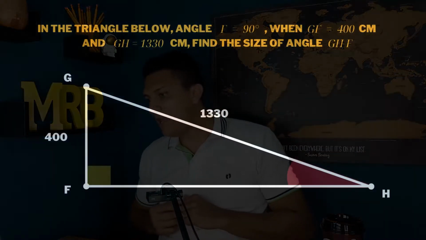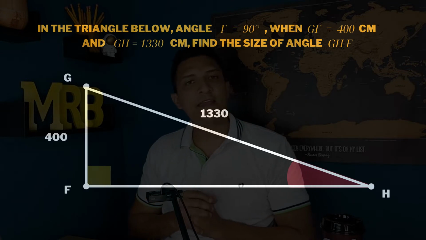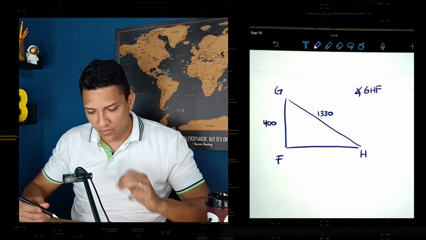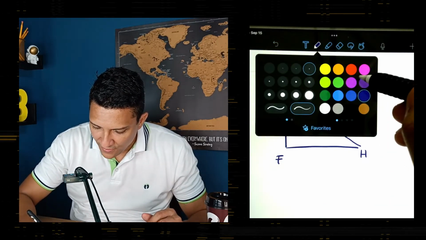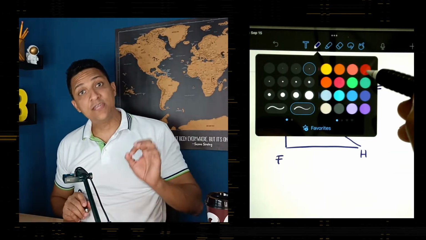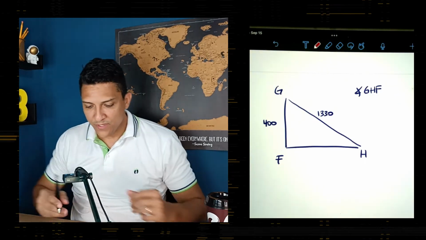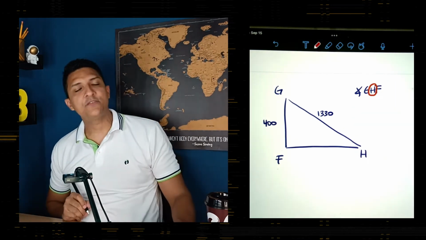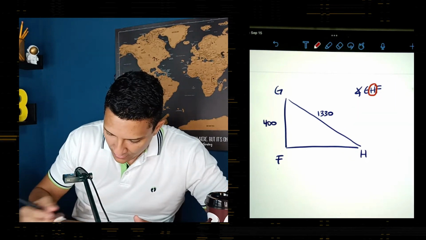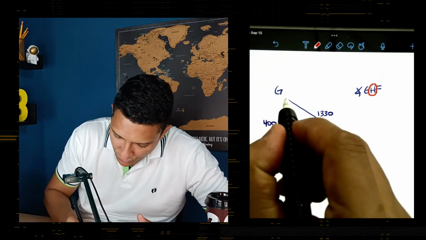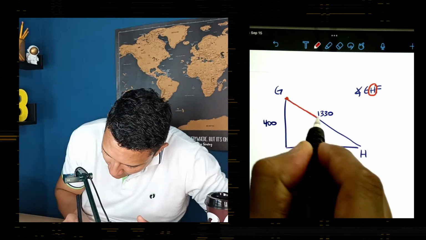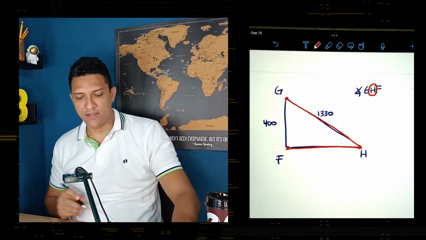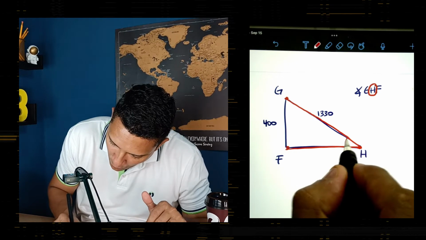Here they are asking me to find the angle GHF. What you need to know is that always when we have three vertices that are given in an angle, the angle is going to be the letter in the middle. So in this case it's angle H. If I want to follow the order, it's going to be G, H, and F, as you can see here. So basically this is the angle they want to know.